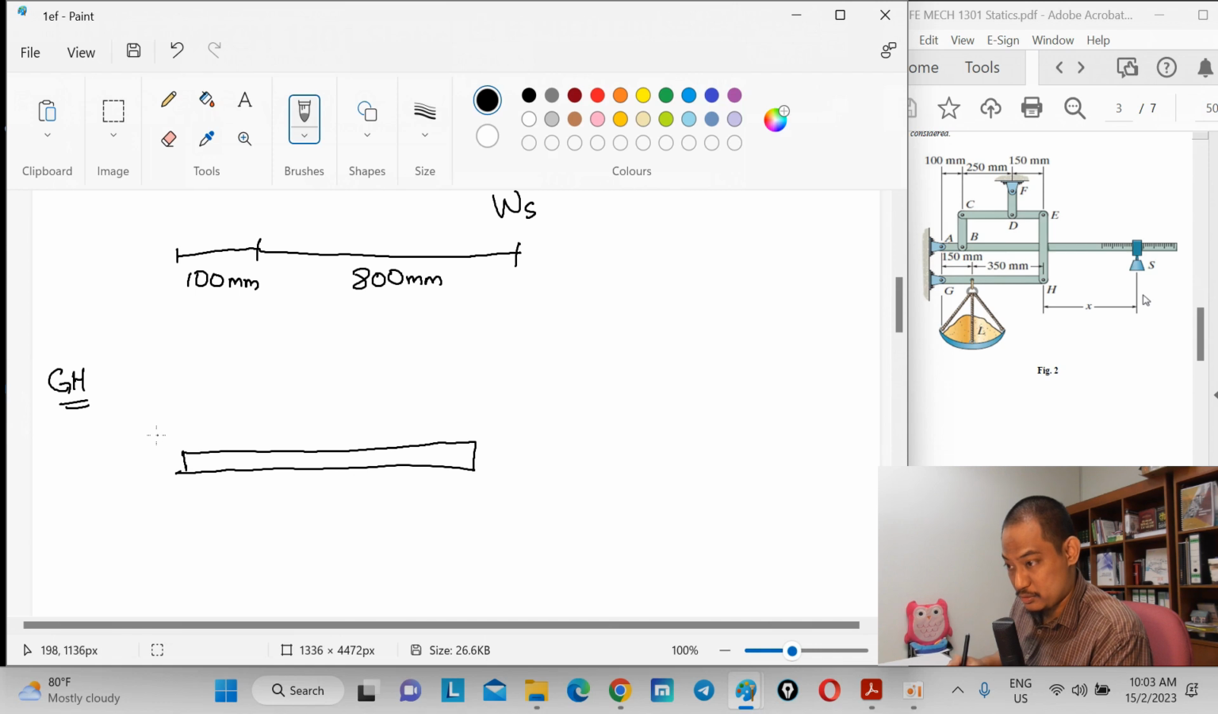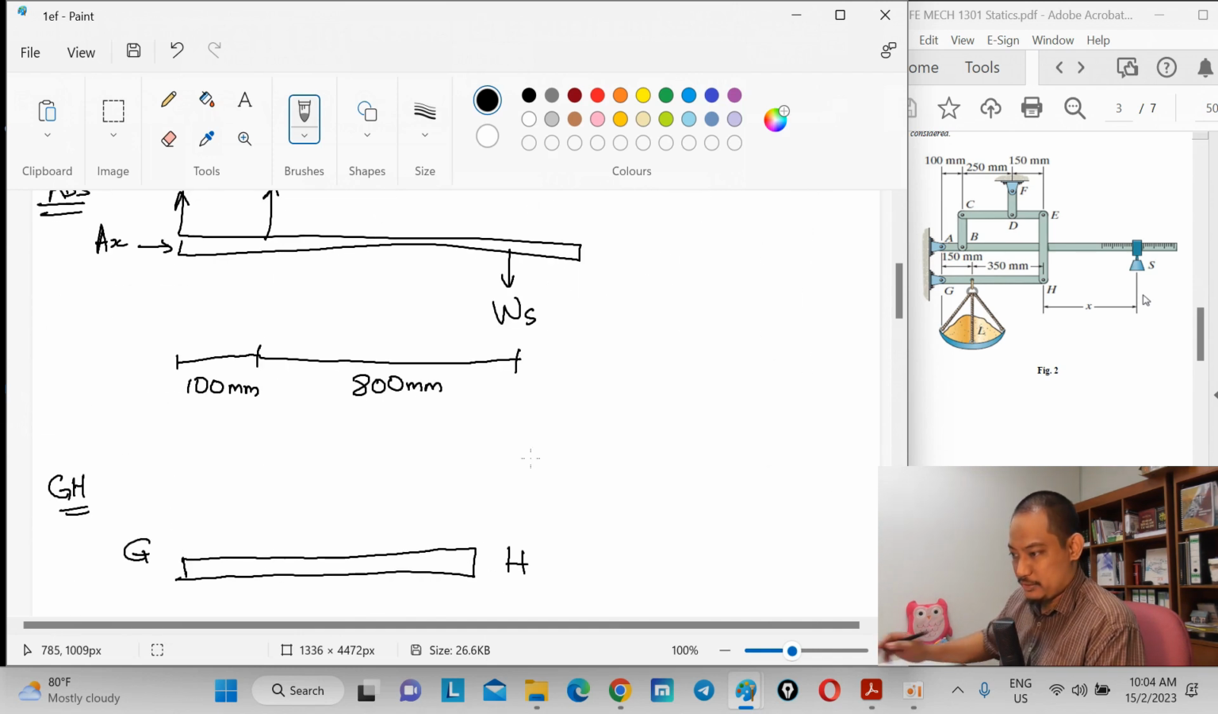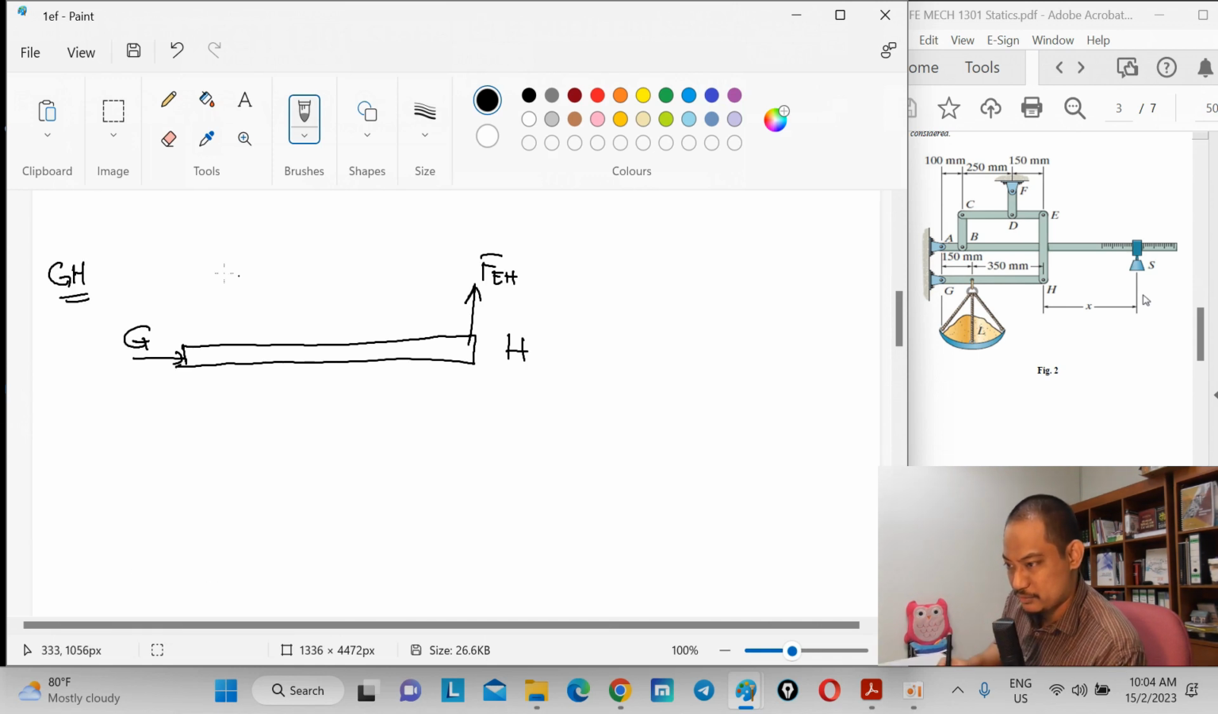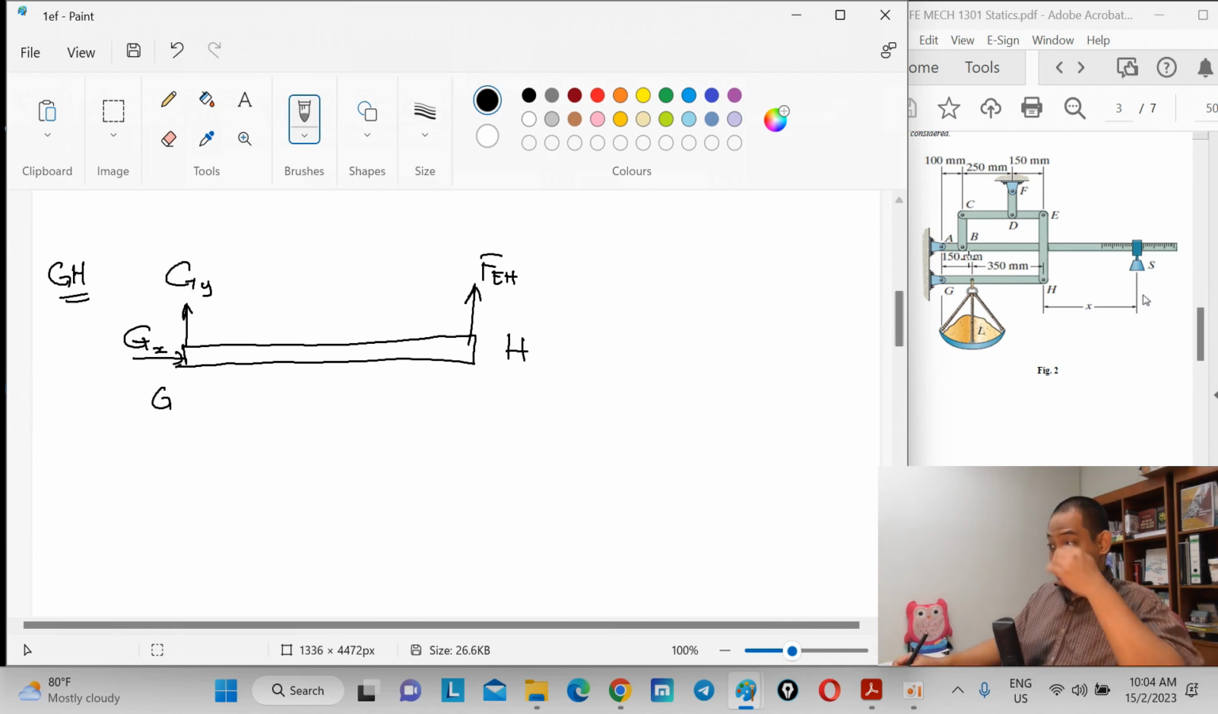G, H is connected to EH, FEH there. G is having a pin, so you have, okay, let's consider GX, GY, so this is point G. And then you have the weight down, which is, let's call it weight L.